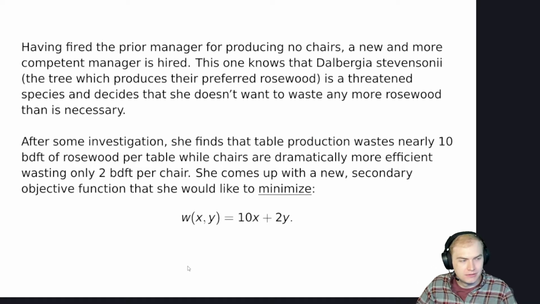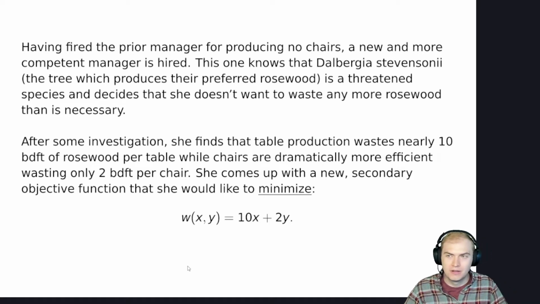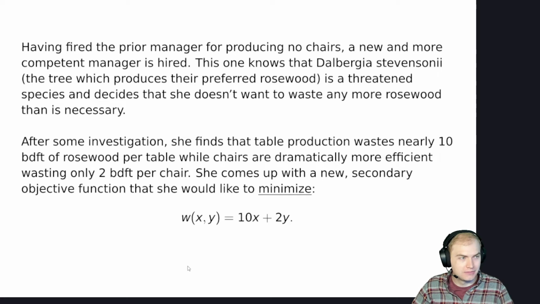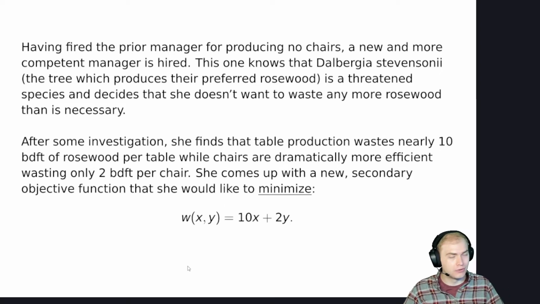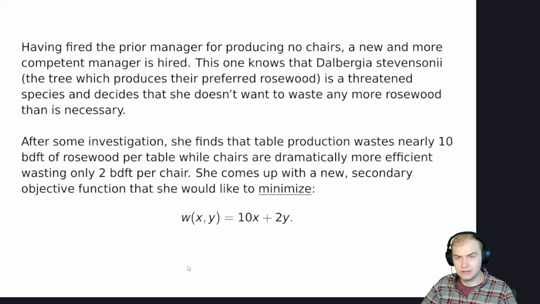So that manager gets fired for not producing any chairs. People want chairs. And a new manager is hired. This new manager knows that Dalbergia stevensoni, which is the tree that produces rosewood, is a threatened species. And she decides that she doesn't want to waste any more rosewood than is necessary.